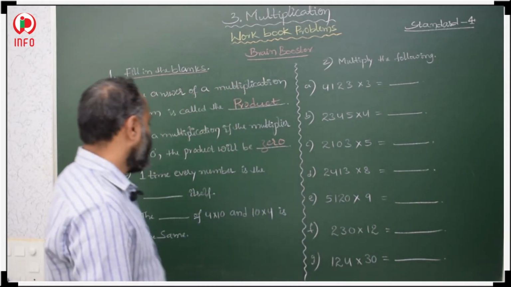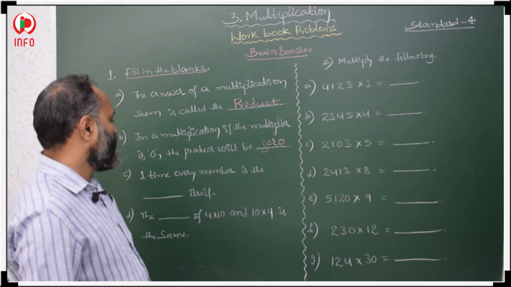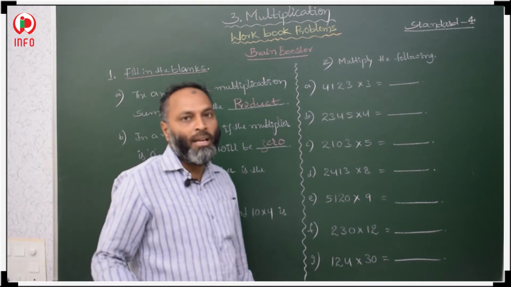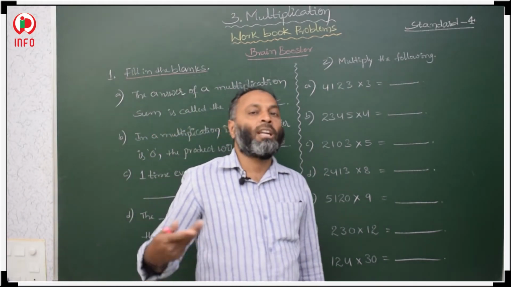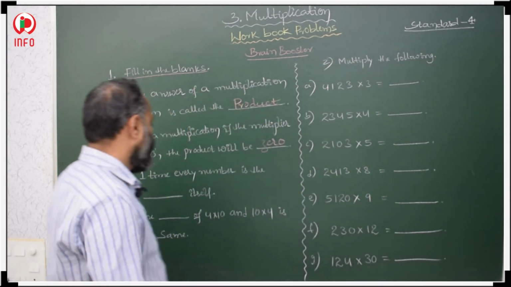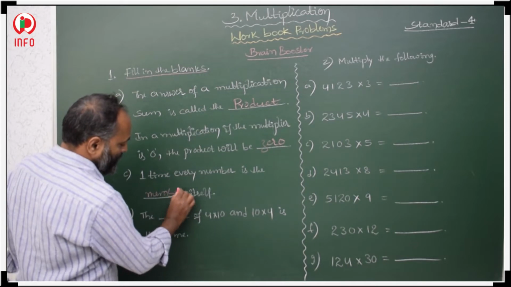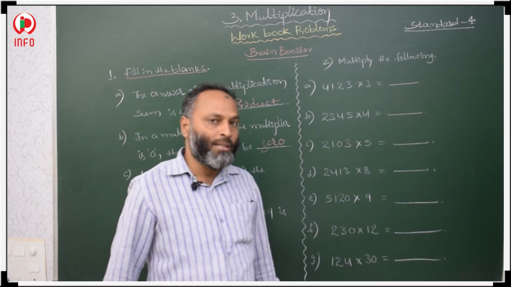Now, one time every number is the dash itself. If any number is multiplied by 1, what will it be? It will be the number itself. Number itself only is the answer.